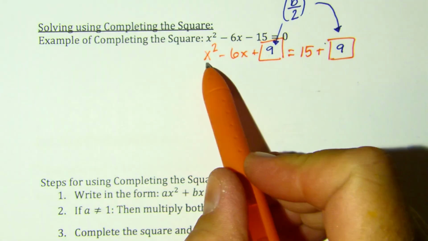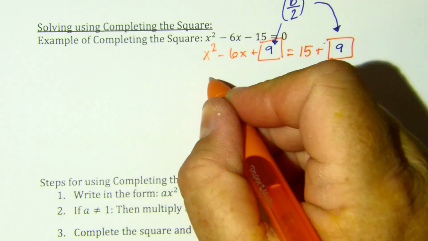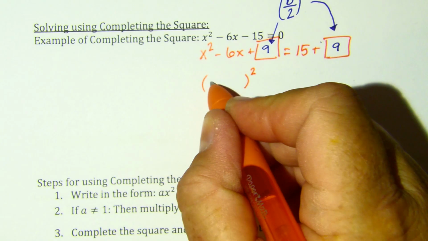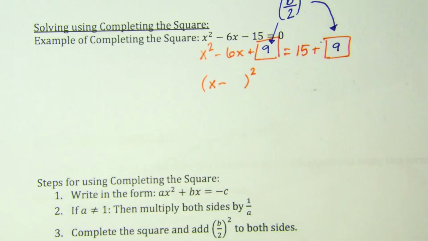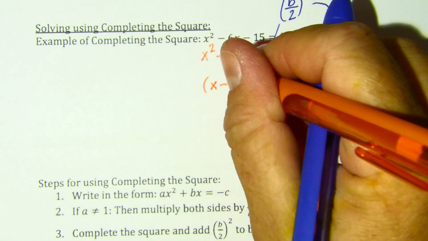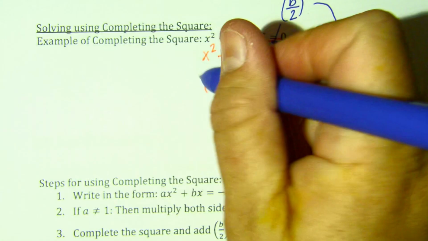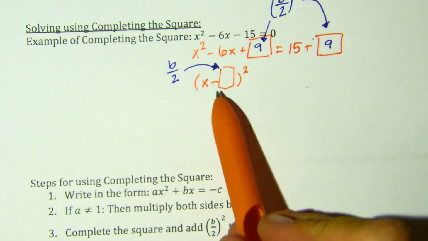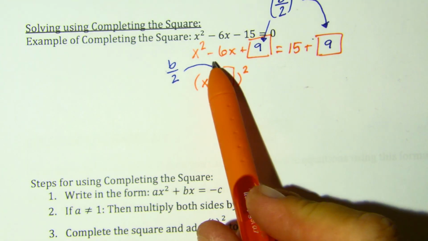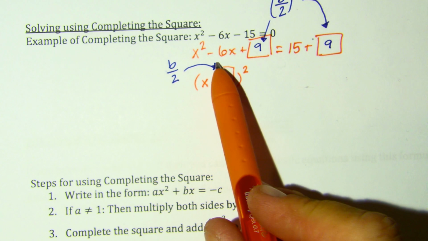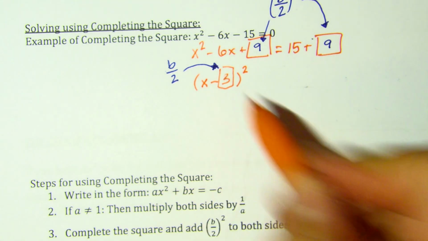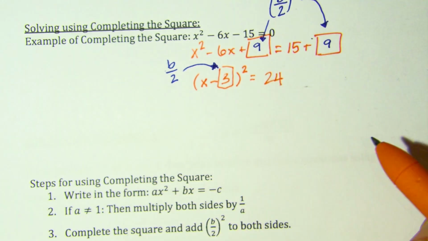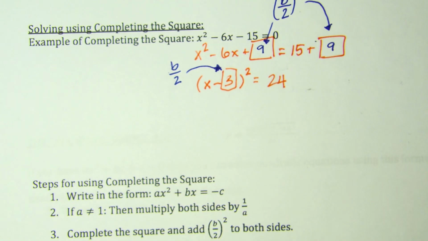From there, this polynomial is a perfect square. It can be rewritten as the same factor squared, and that's going to be x minus, and what's going to go in this spot right here is our b value divided by 2, not squared. So it keeps the same sign as what was here. Same sign here and here. And that negative 6 divided by 2 is just negative 3. Then on this side, I have 15 plus 9, which is 24. And now this is set up for the square root method.